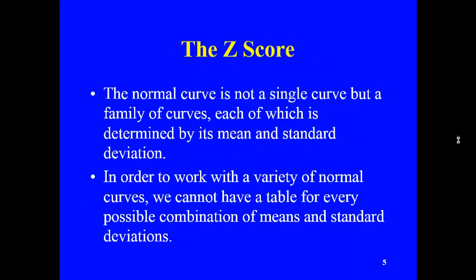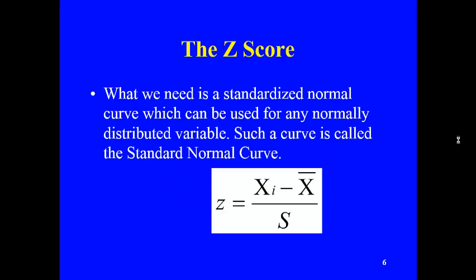The normal curve is not a single curve, but a family of curves, each of which is determined by its mean and standard deviation. In order to work with a variety of normal curves, we cannot have a table for every possible combination of means and standard deviations. So what we need is a standardized normal curve which can be used for any normally distributed variable. Such a curve is called the standard normal curve, where z-score equals value minus average, which is x bar, over standard deviation, which is lowercase sigma.